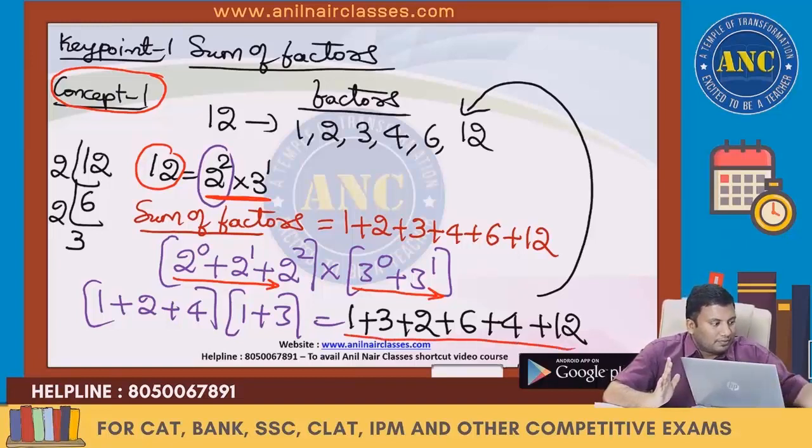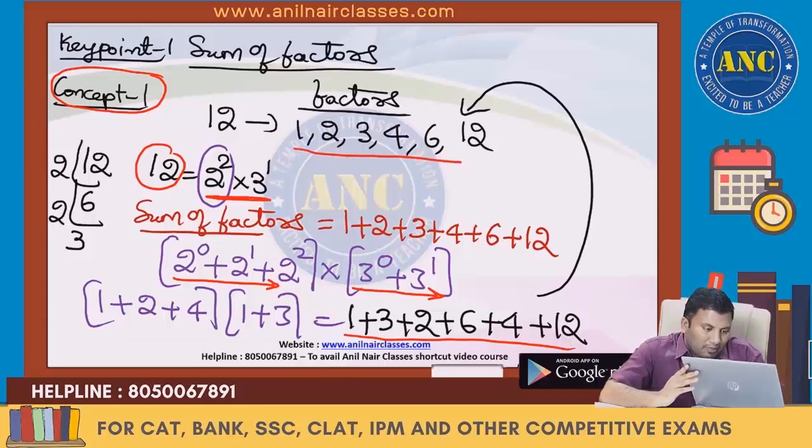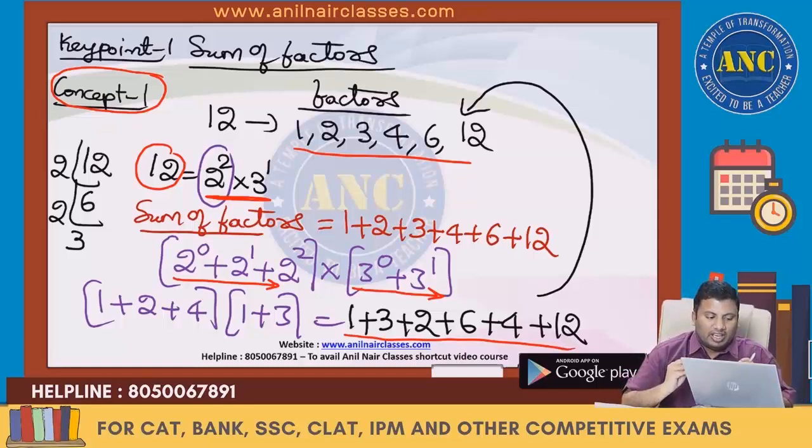1 plus 3 plus 2 plus 6 plus 4 plus 12. This is nothing but the factors of 12. I hope you have understood the definition of sum of factors. When we do 3 to 4 problems, it will be extremely crystal clear to you. I hope it is clear now.